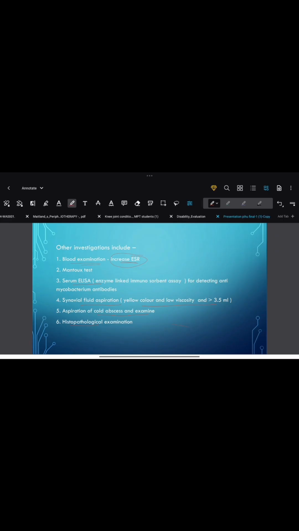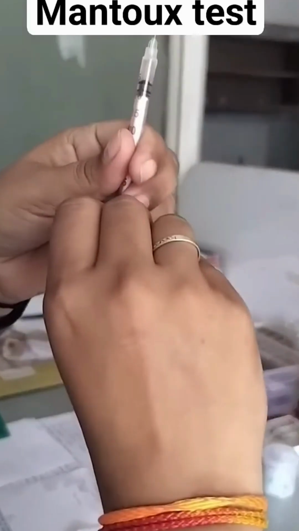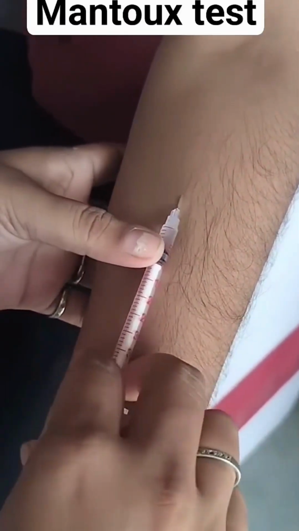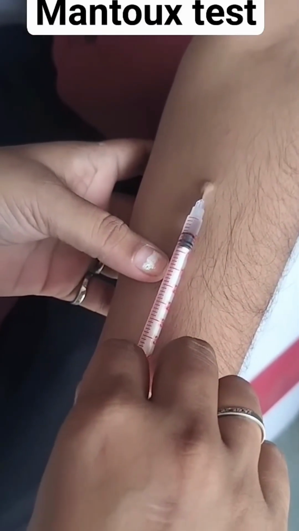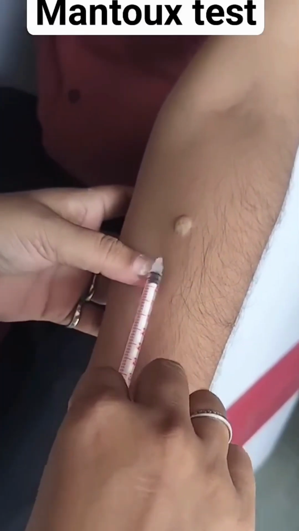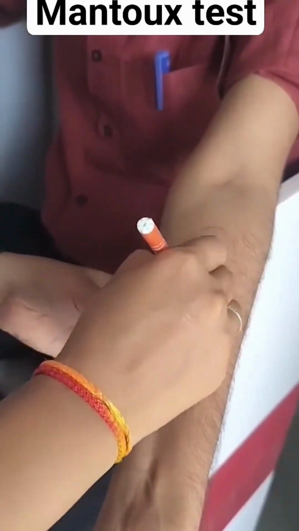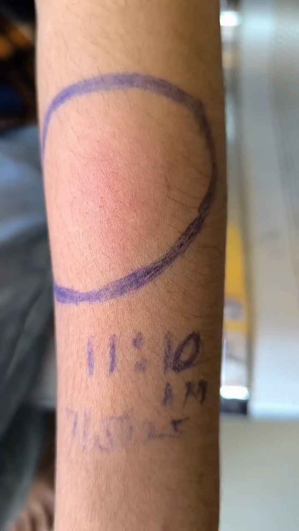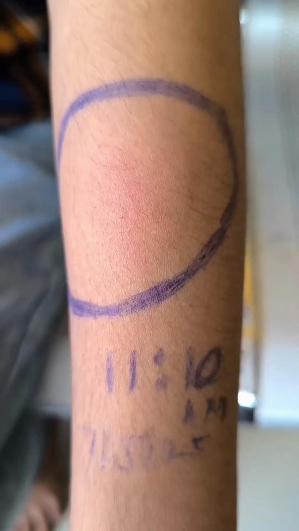I would like to explain the Mantoux test. A small amount of tuberculin is injected just under the skin of the forearm. A reaction, that is a red area found at the injection site, is measured after 48 to 72 hours, indicating potential exposure to TB.